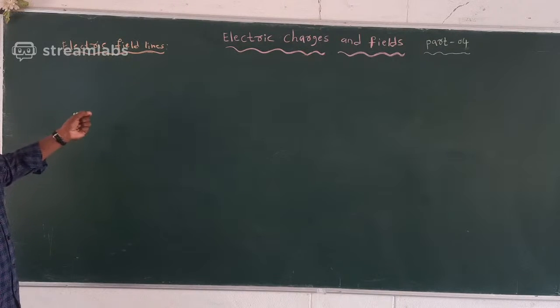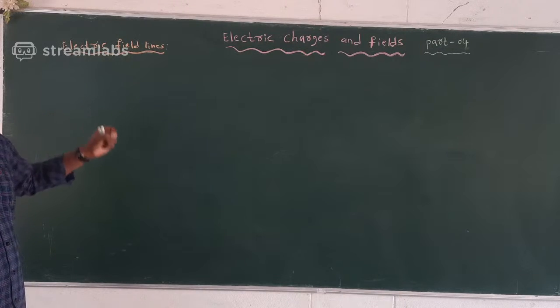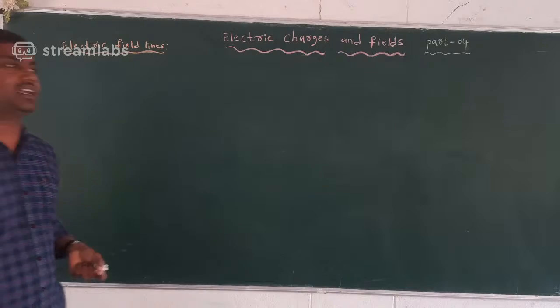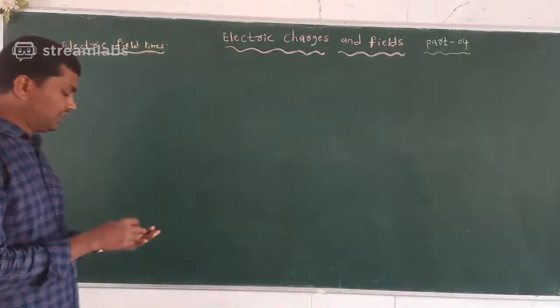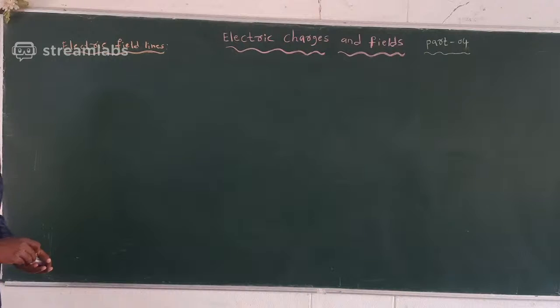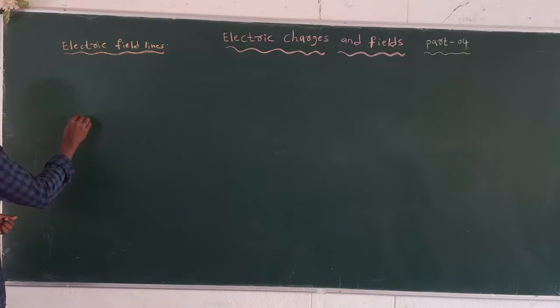So we can take the electric field lines. How can we draw the field lines? I will take the charges. The charges, first one you can observe very clearly. The first charge is a positive charge. So I can take the positive charge.